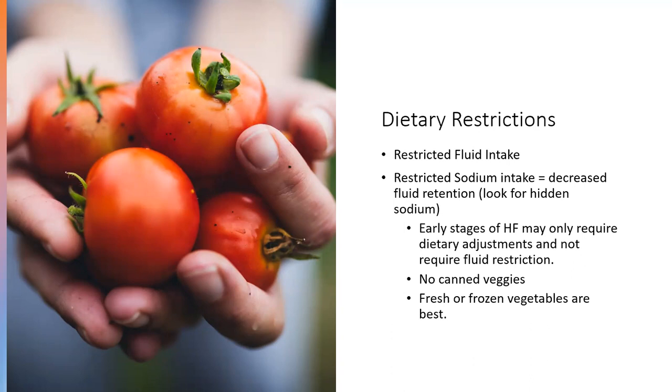So with that, teach your patients no canned veggies, and that fresh or frozen vegetables are the best. The reason we say that is because a lot of those canned veggies will have quite a bit of sodium in them. So you want to make sure that they're not eating any salty foods and that you're watching for hidden sources of sodium. But like I said, it all comes back to a low sodium diet means decreased fluid retention. So if we can get them to restrict their sodium, we may not necessarily have to restrict their fluid just yet, trying to keep them from going into full blown heart failure.